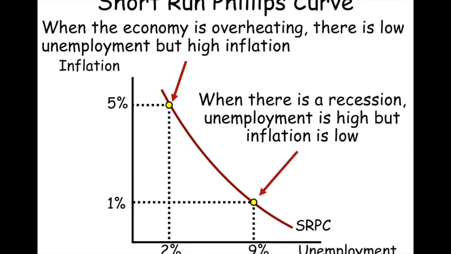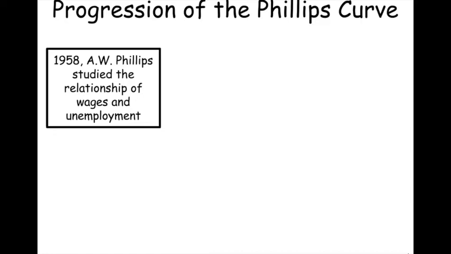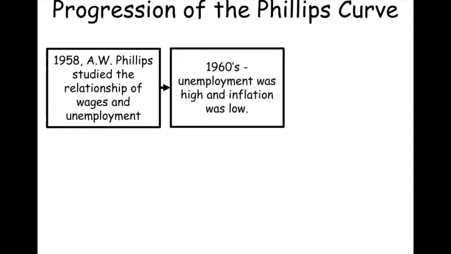Now, let's talk about how this works out here. In 1958, A.W. Phillips studied the relationships of wages and unemployment, and he found out that everything worked well in the 60s. When unemployment was high, inflation was low, and vice versa. So he gets a Nobel Prize. Okay, everyone thought he was great.